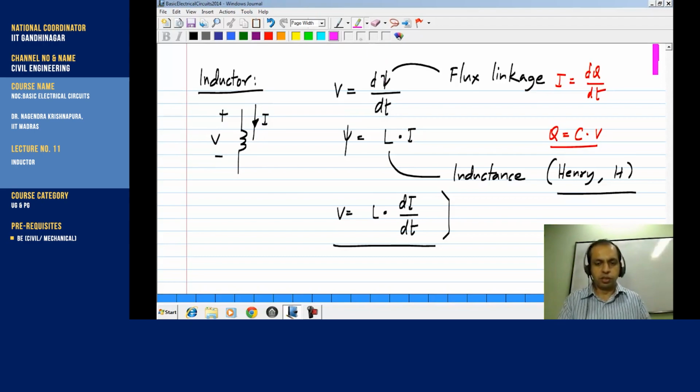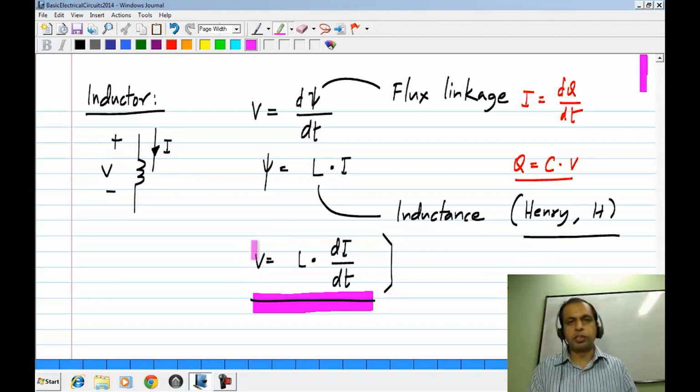Okay. Now it turns out that in most of the physics books, the current would be considered in the other direction, and that's why you get a minus sign in that expression. Okay. Now, if you have V like this and I defined this way, this is the relationship and this is the induced voltage which opposes the change in magnetic flux linkage inside the inductor. Okay.